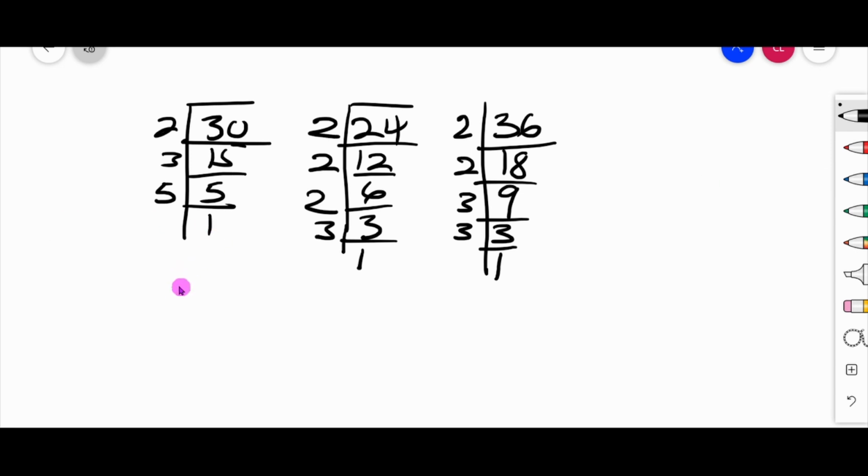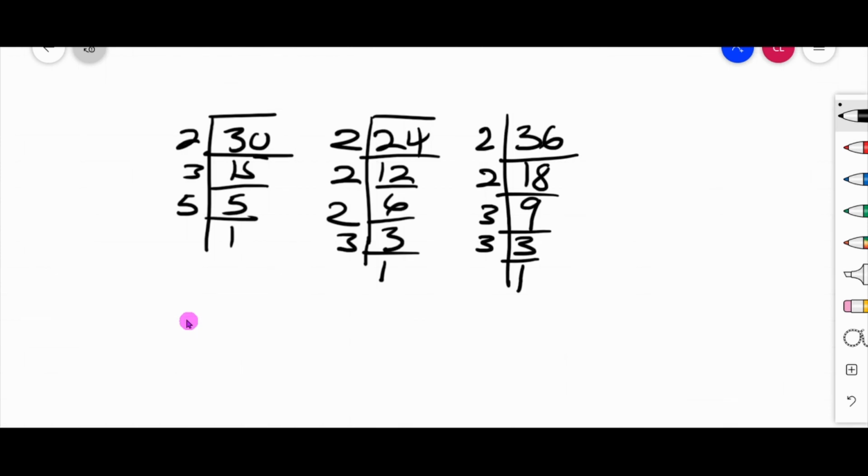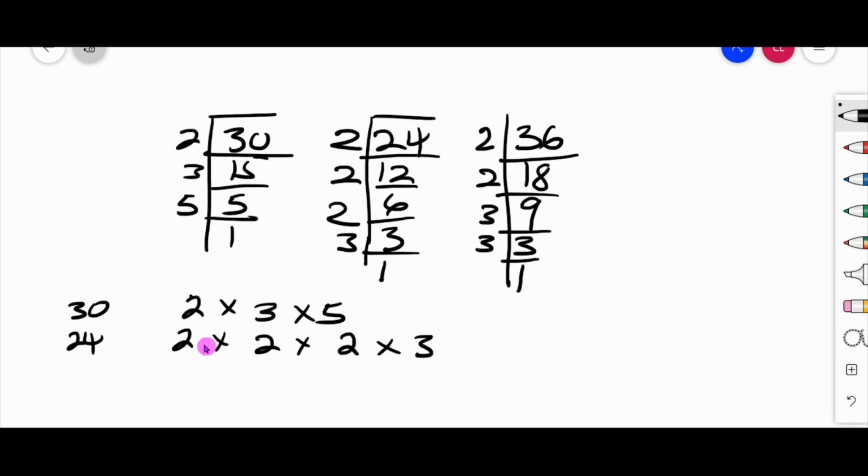Let's list these now. So we have 2 times 3 times 5, and this would be for 30. For 24 we have 2 times 2 times 2 times 3, and for 36 we have 2 times 2 times 3 times 3. So look for what is common.